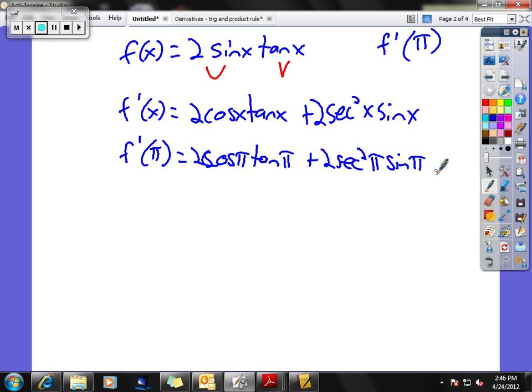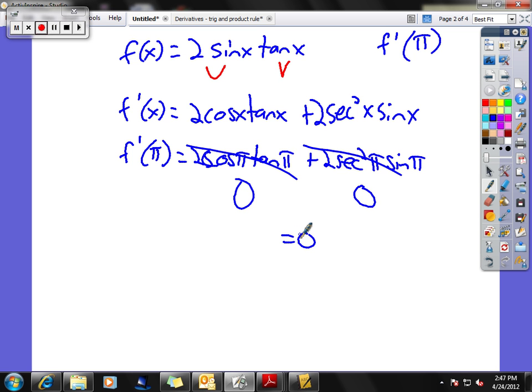Now that might seem complicated, but it's really not, because, well, what's cosine of pi? Negative 1. It doesn't really matter though, because what's tangent of pi? Tangent of pi is 0. So that's out, that's 0. What's secant again? Secant is the reciprocal of cosine, so you'd do cosine of pi, flip that, and then square it. However, what's sine of pi? 0. So don't even do the extra work. The whole thing just equals 0.